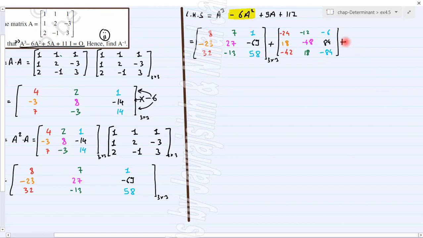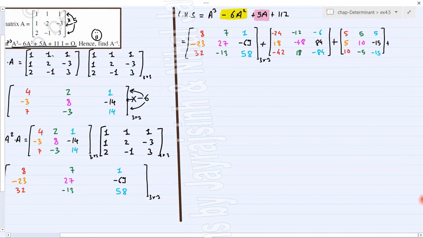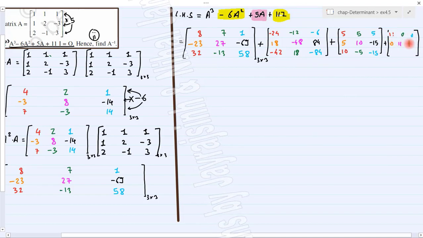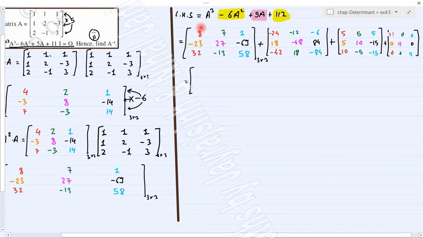Then plus 5A can be obtained by multiplying matrix A with 5, plus the last element, which is 11I, can be obtained by multiplying 11 with the identity matrix. Now for simplification, we have to add respective elements.